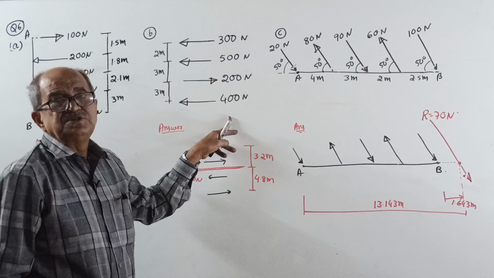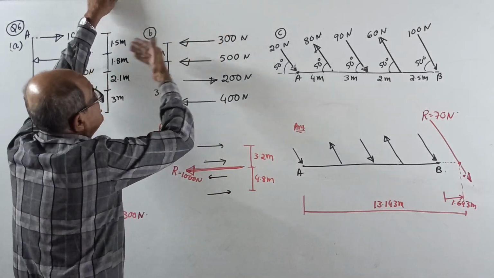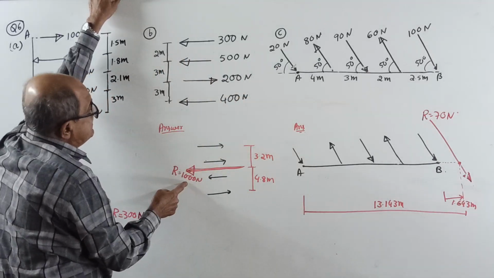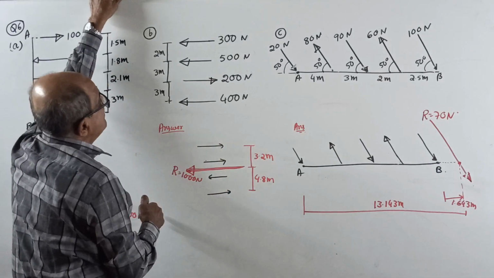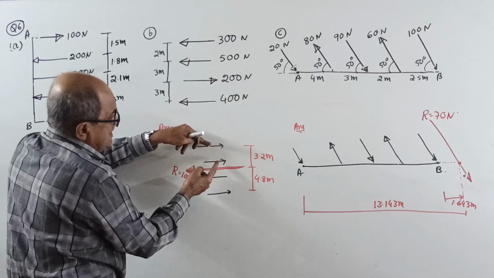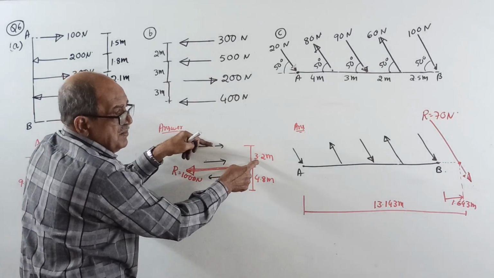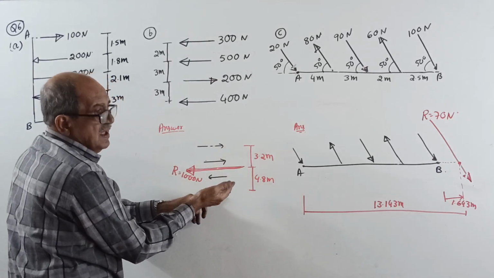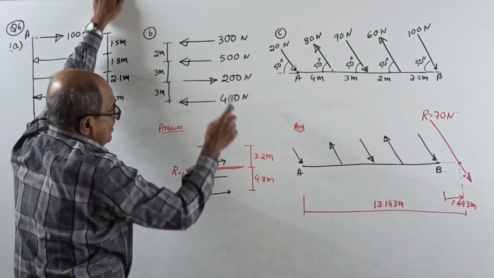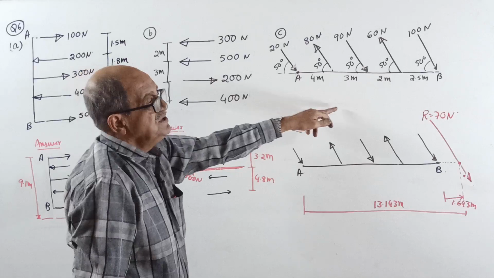Same way, solve this question. Resultant will come: left 300, left 500, right 200, left 400. Resultant will be 1000, left side. Then line of action. If you locate from here, below, X will come plus 3.2. If you locate from here, above, X will come plus 4.8. So 4.8 means little more, it will come here.